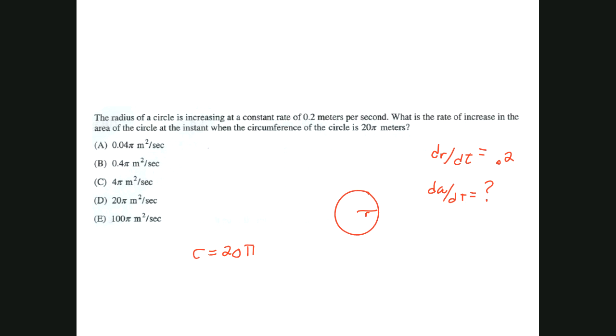Huh. Well, I know I'm looking for dA/dt, so I know I have to deal with area. So area is equal to 2 pi r. Okay, I can take the derivative of this thing. dA/dt is equal to 2 pi dr/dt. Okay, I'm looking for this. I have this. Wait.